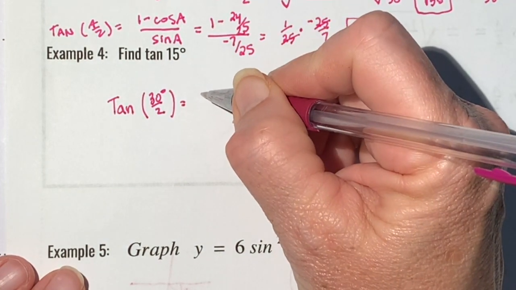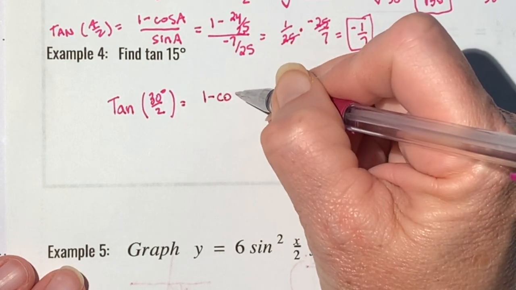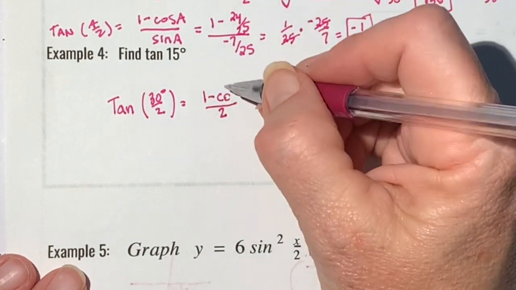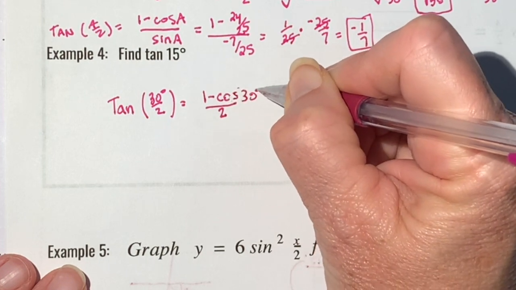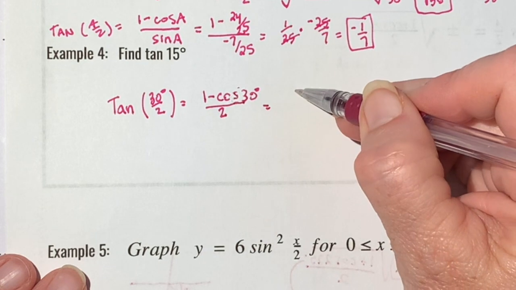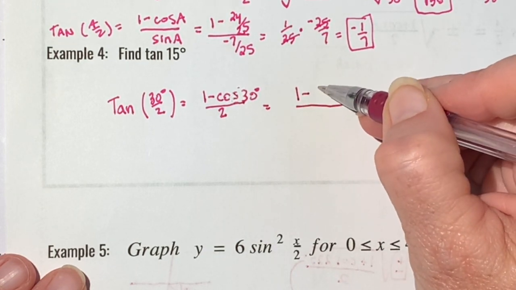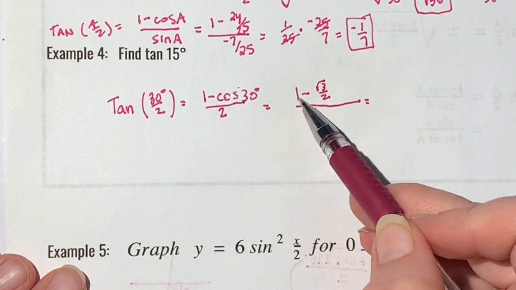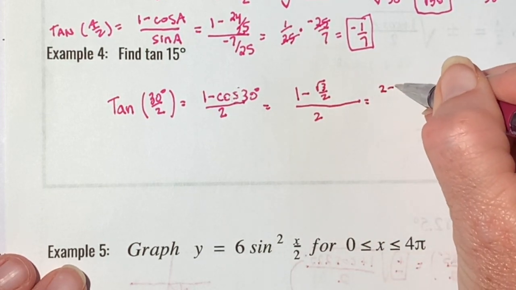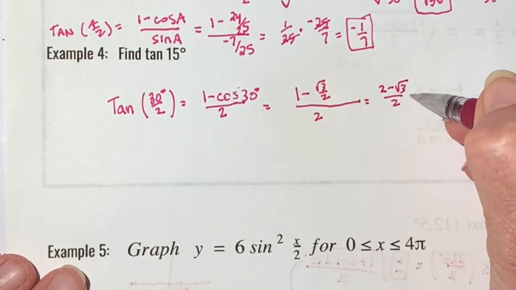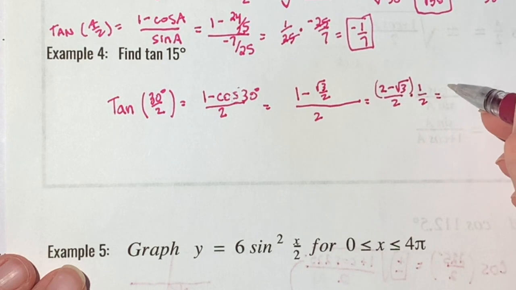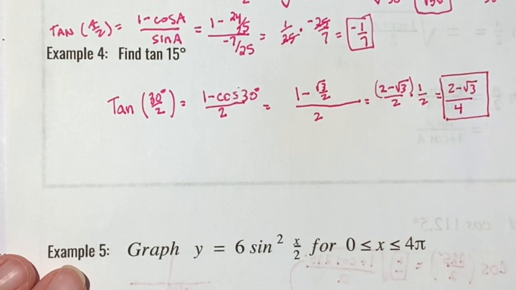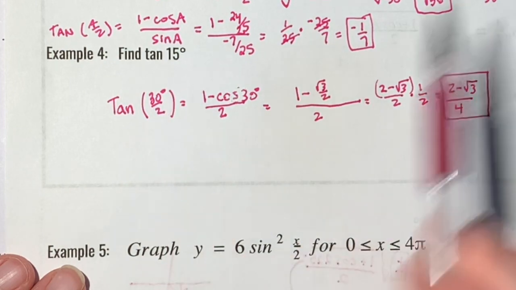So let me do that. I'll use the same version of the tangent half angle formula as I've been using, with the cosine of 30 degrees divided by 2. Well, the cosine of 30 degrees is square root of 3 over 2. Think of this as 2 over 2 minus square root of 3 over 2. So this becomes 2 minus square root of 3 over 2, divided by 2, same thing as multiplying by 1/2. And I get 2 minus square root of 3 over 4. And in quadrant 1, 15 degrees is positive.